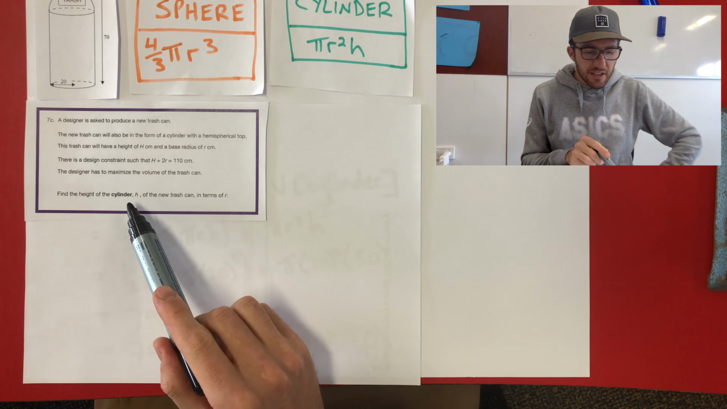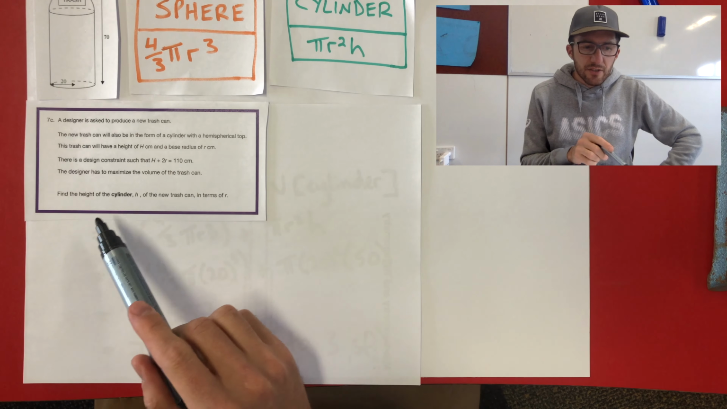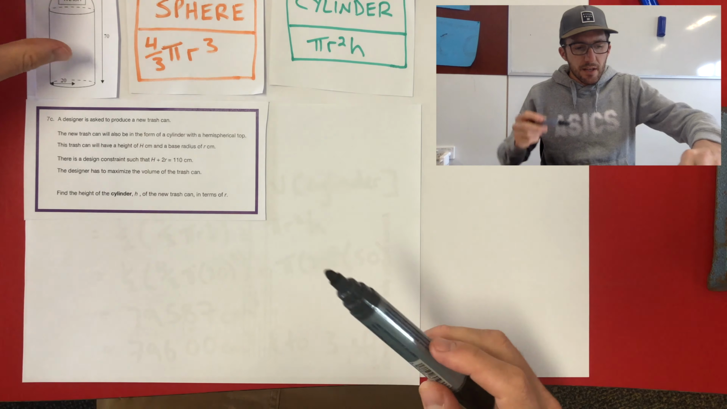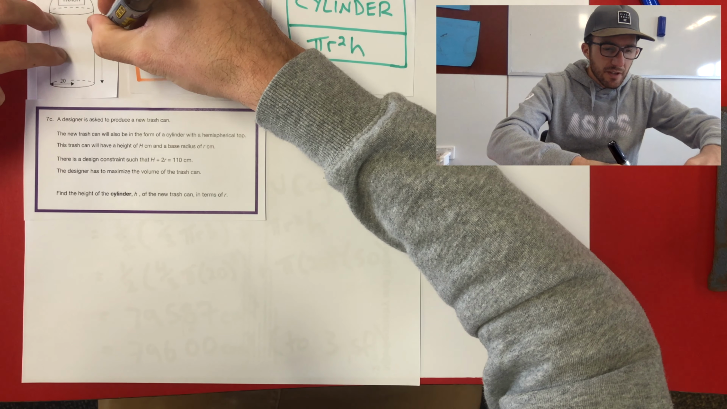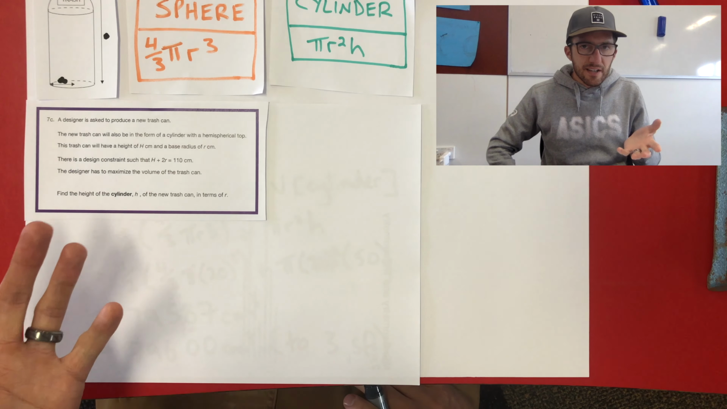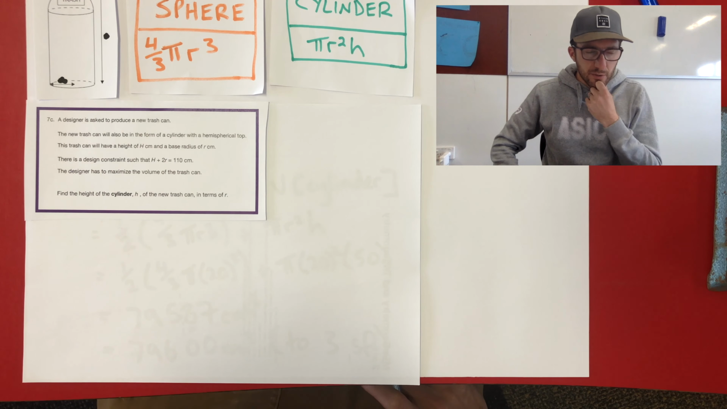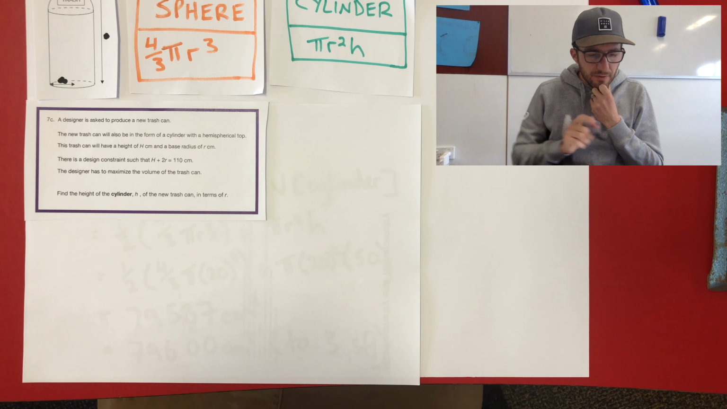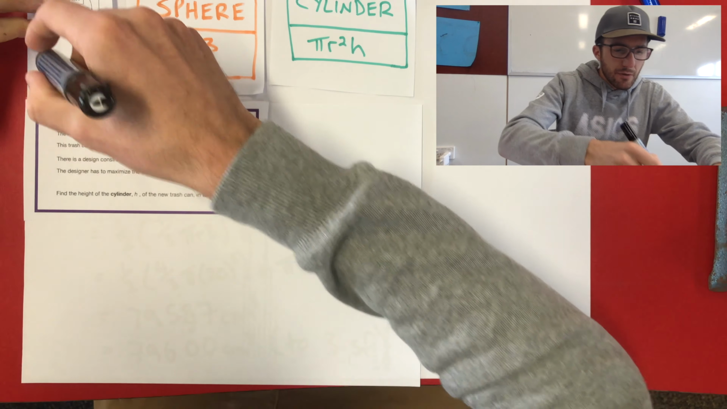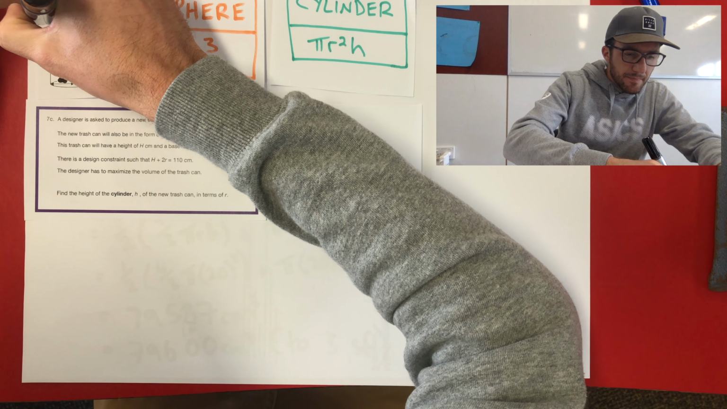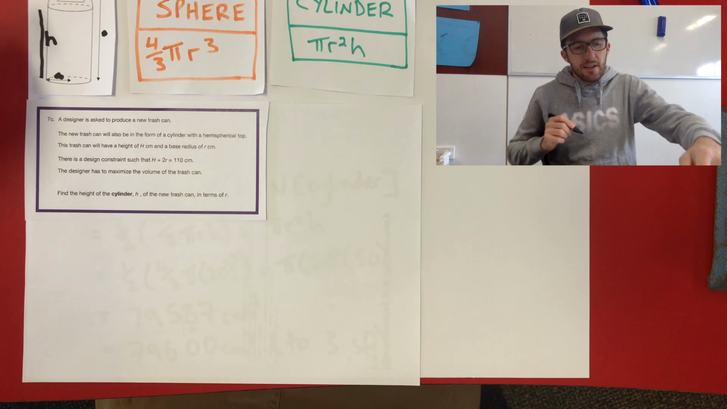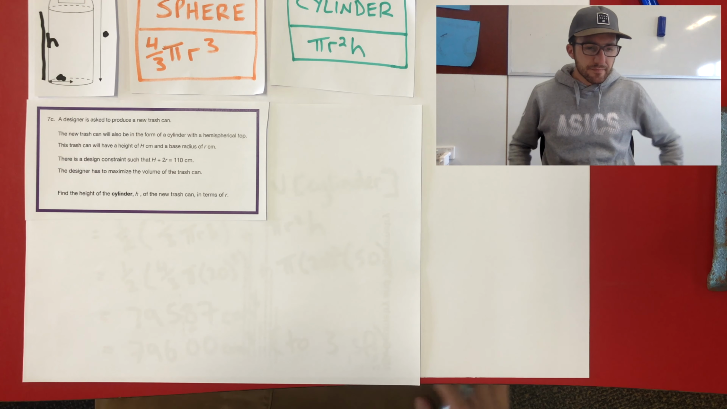Find the height of the cylinder. So not the whole trash can, just the cylinder, just this height here. I should block these figures out now because in this part of the question we're starting without any figures. We're just coming up with a formula for it. So find the height of the cylinder h of the new trash can, just the cylinder height.